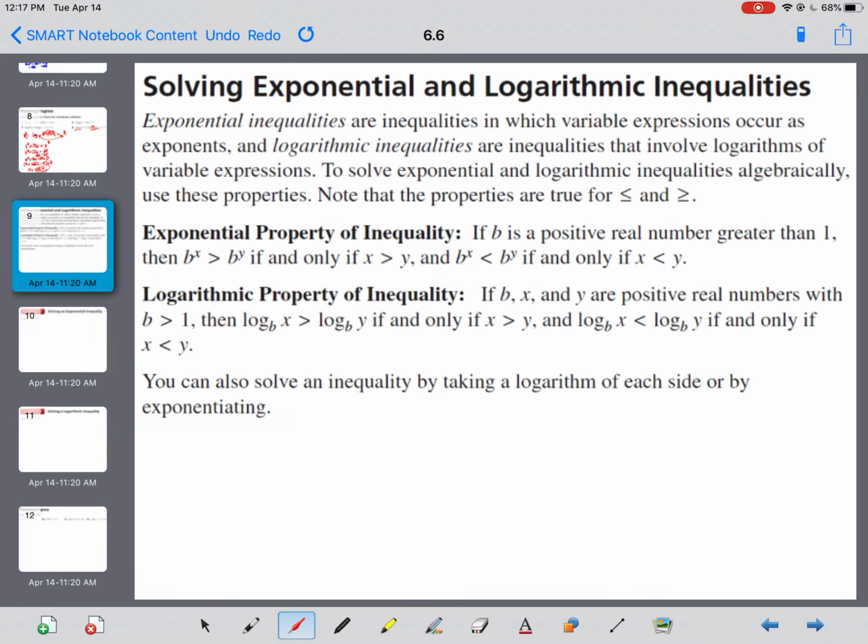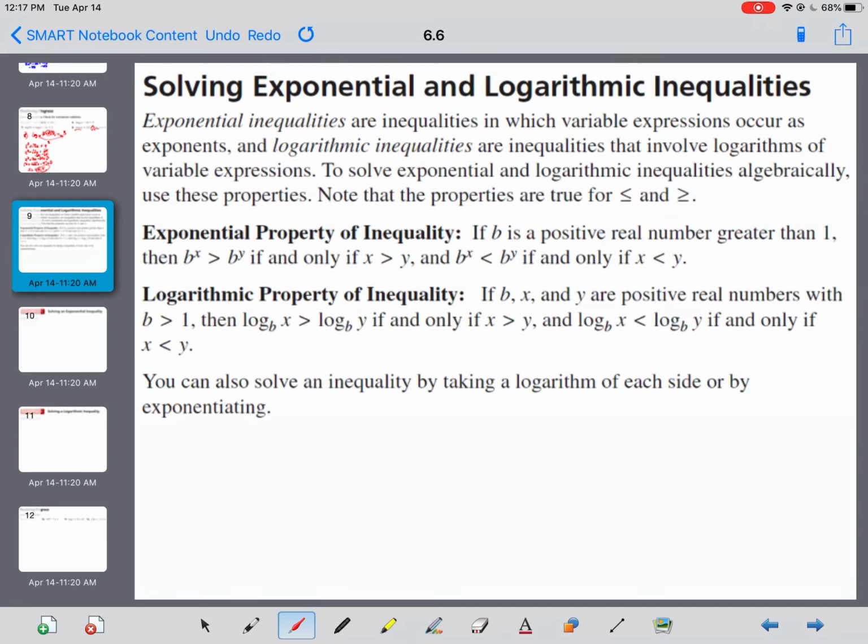Solving exponential and logarithmic inequalities. So all we're doing here is we're changing out the equal sign for an unequal sign. And the only thing you have to remember different about inequalities versus equalities is if you multiply or divide both sides by a negative, you got to flip the sign. Okay? And that's all the difference is. Other than that, it's just like doing an equal sign.